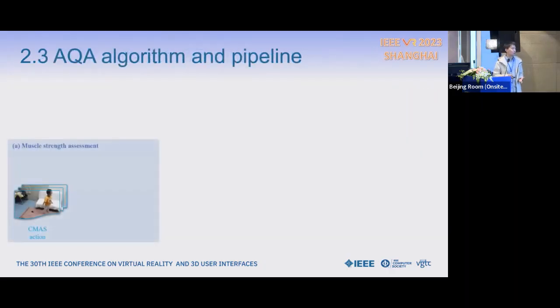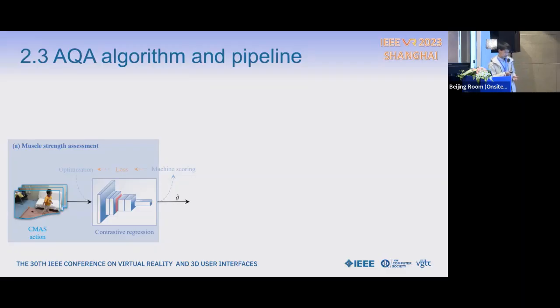Our AQA algorithm aims to automatically assess the muscle strength of children with JDM. We have also found that the existing AQA algorithm suffers from a negative transfer problem. That is to say, the model pre-trained on a large-scale action recognition dataset may be suboptimal for the AQA algorithm. To address it, we have proposed a contrastive regression module.